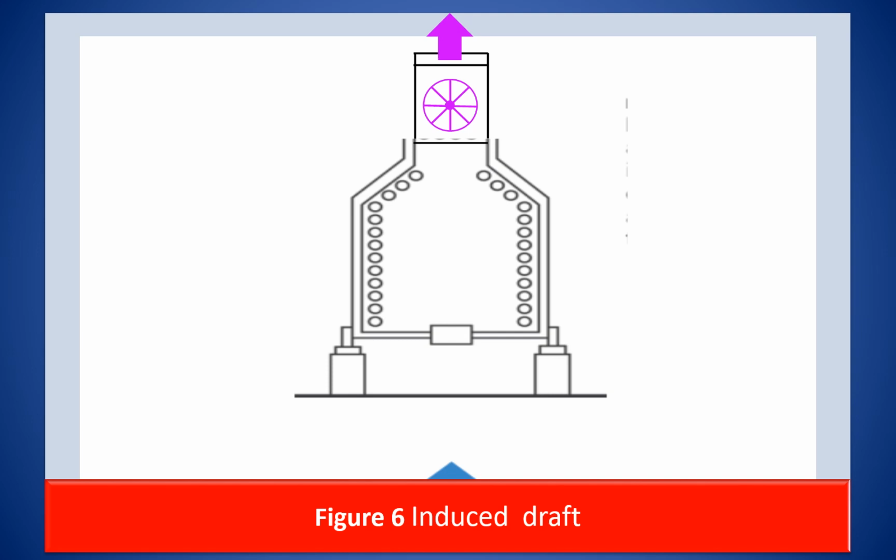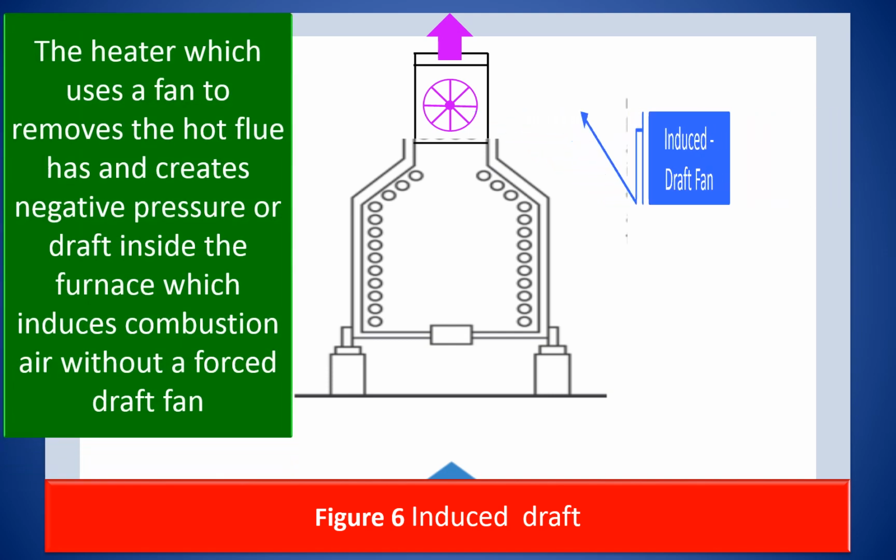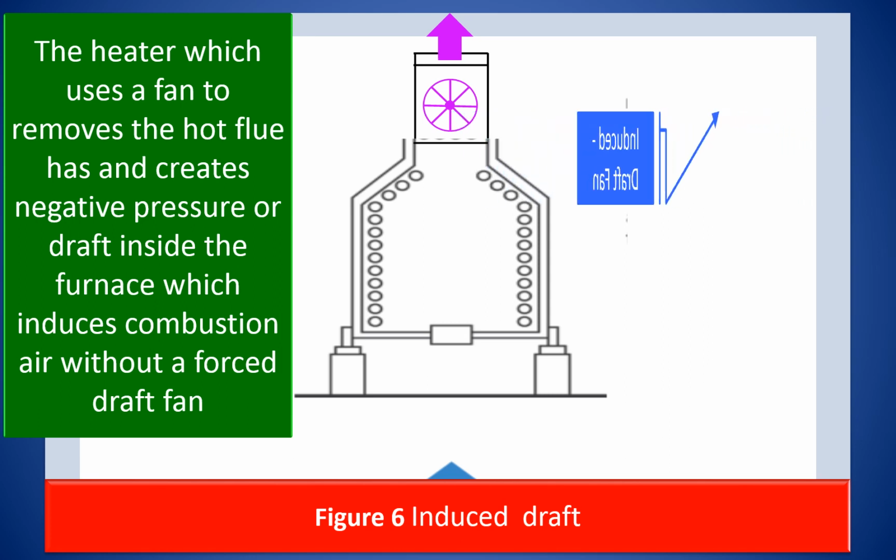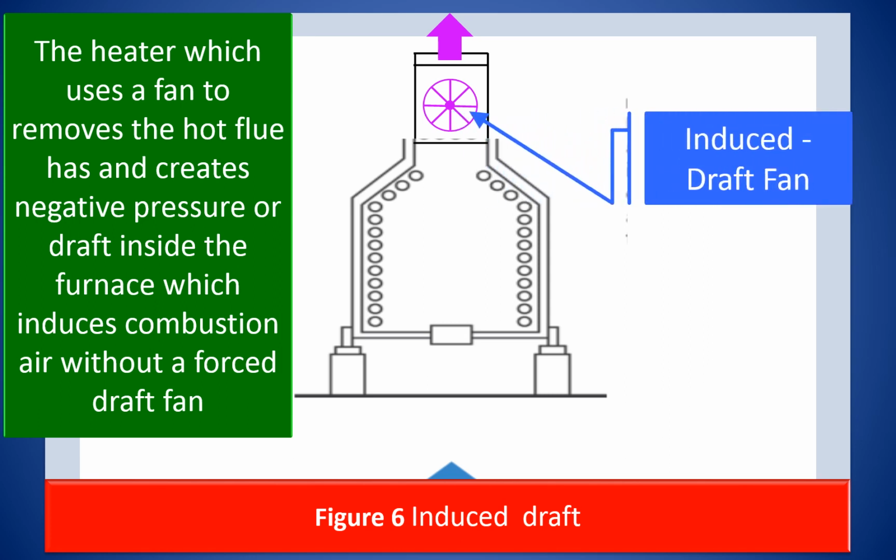Induced draft fired heater. Shown in this figure is an induced draft type fired heater. It is a heater which uses a fan to remove the hot flue gases and creates negative pressure or draft inside the furnace, which induces the combustion air without a forced draft fan.